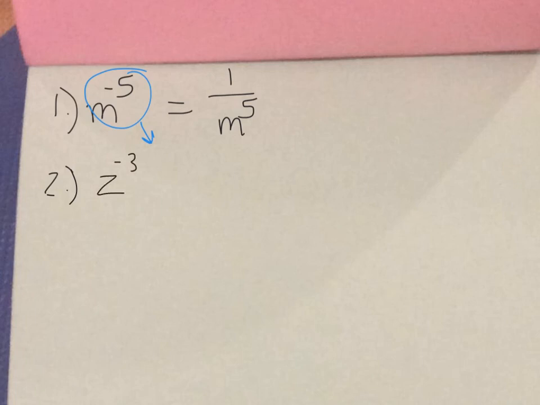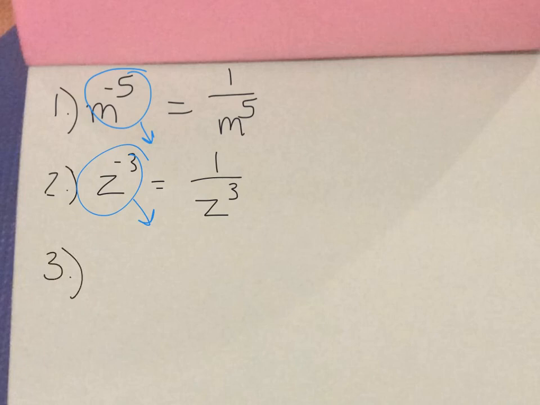Z to the negative 3. Circle it. It all moves down. We get 1 over z to the 3rd. Remember, when it moves, it changes signs.